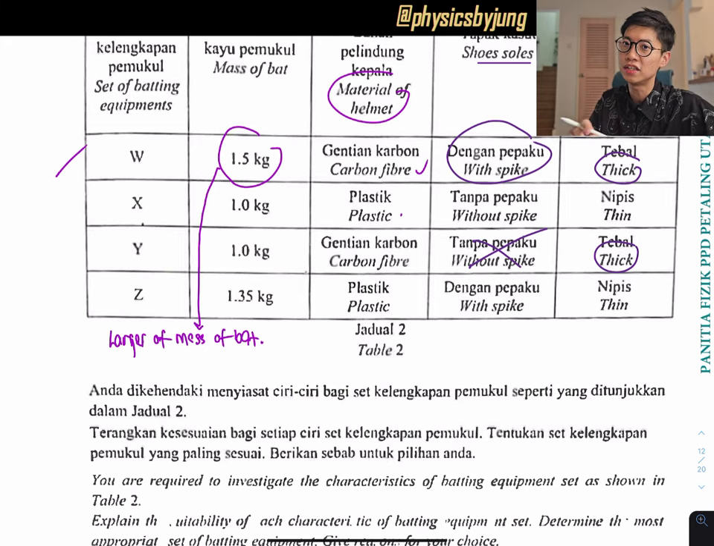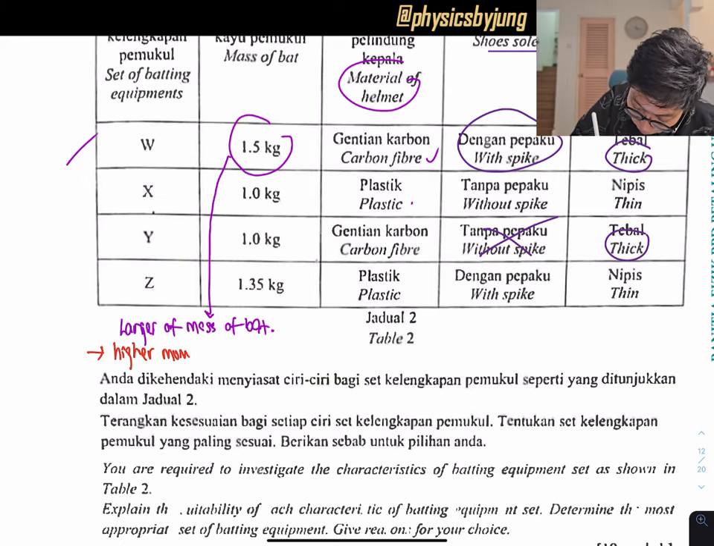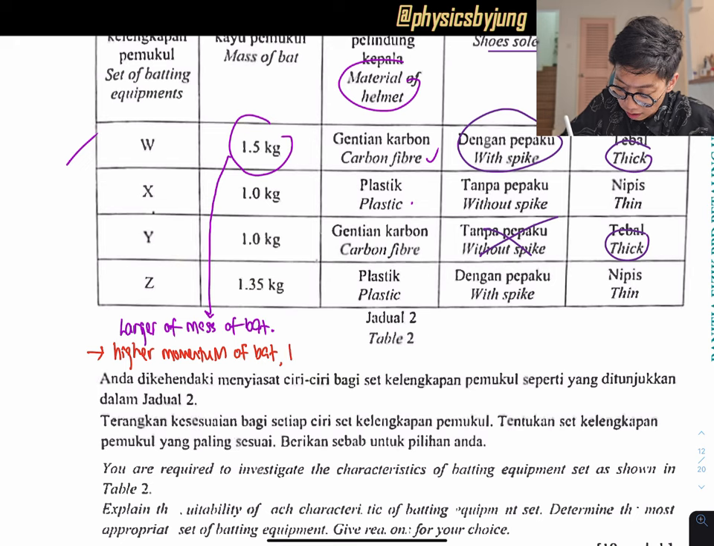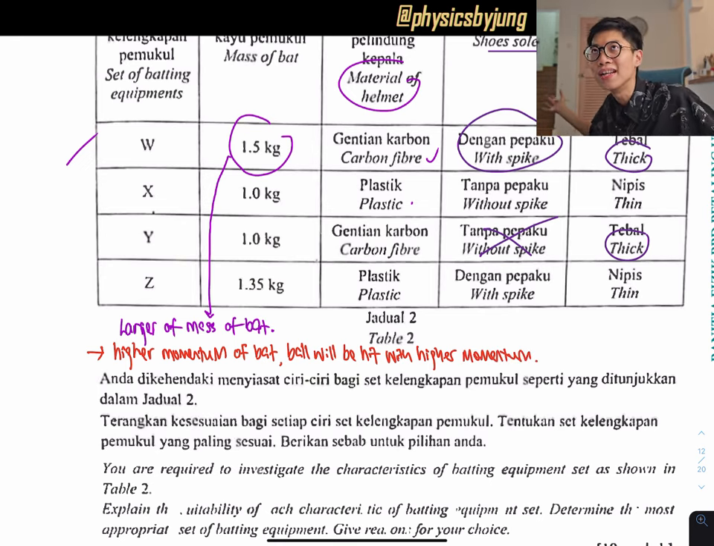So whenever it's like this, we don't say the number. But some questions want you to say the number. Later, I'll show you an example of when to say the number and when to say larger. But we look at this question first. Larger mass of bat here is so that you have a higher momentum of the bat. Therefore you can say that the ball will be hit with higher momentum, or that the ball will have a larger momentum, therefore higher velocity, so that it can travel further. That works too.